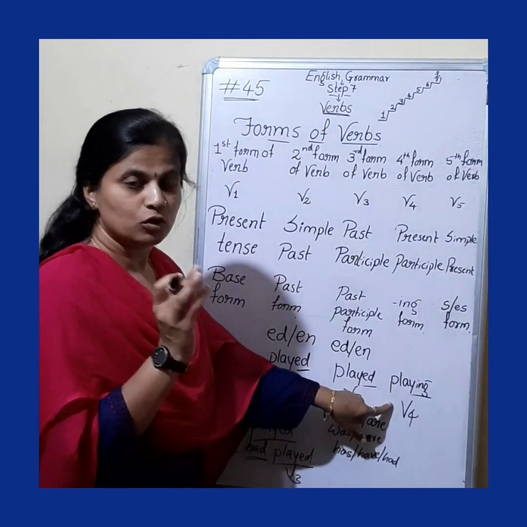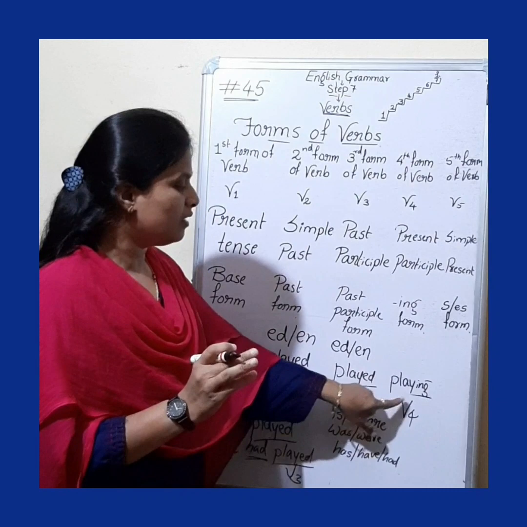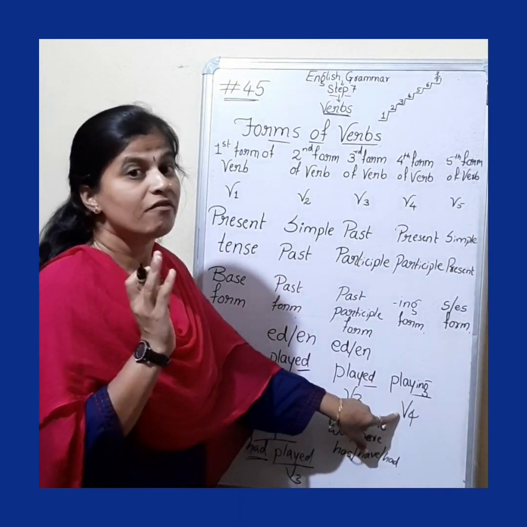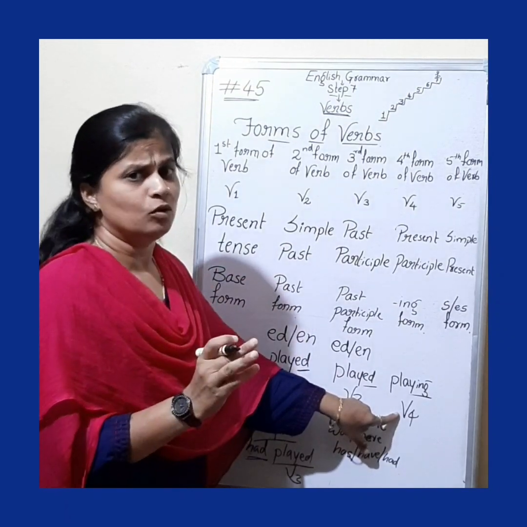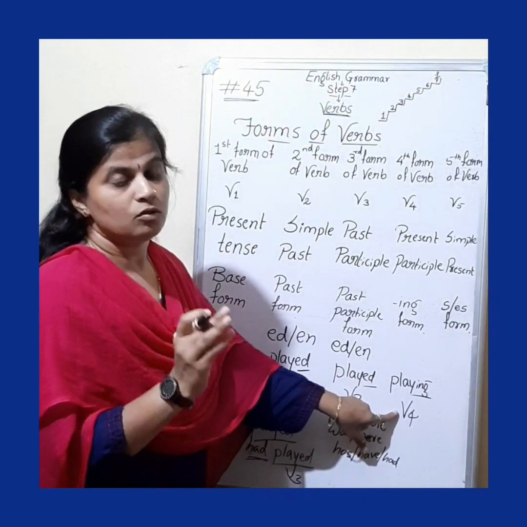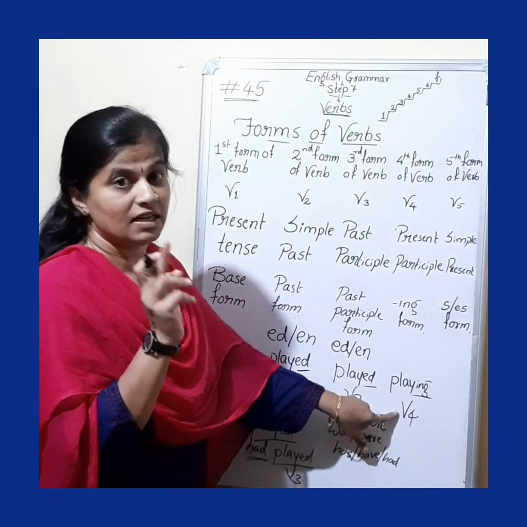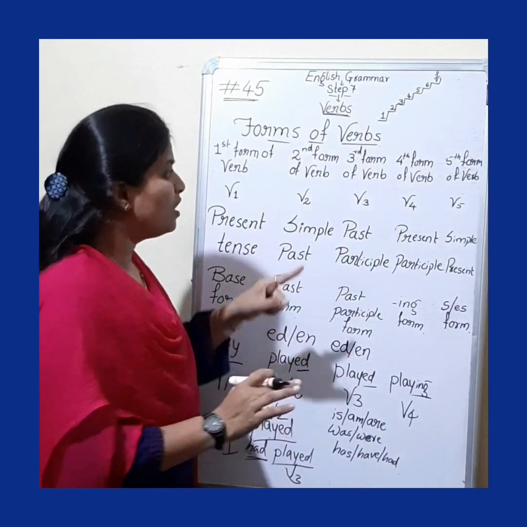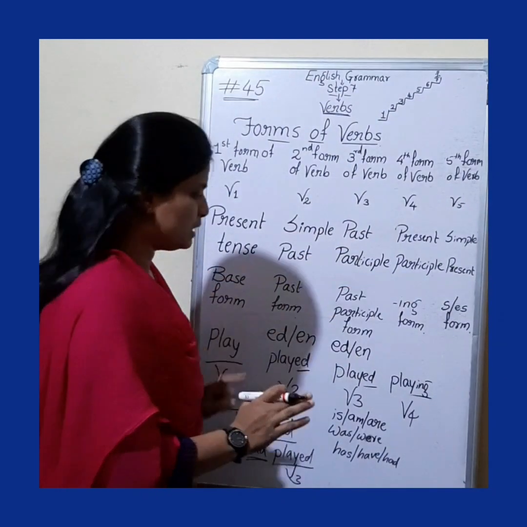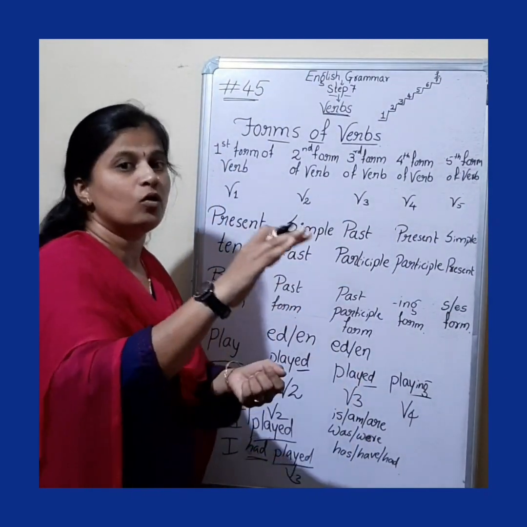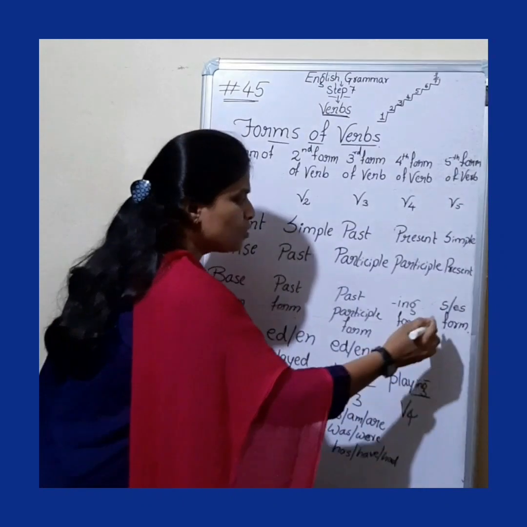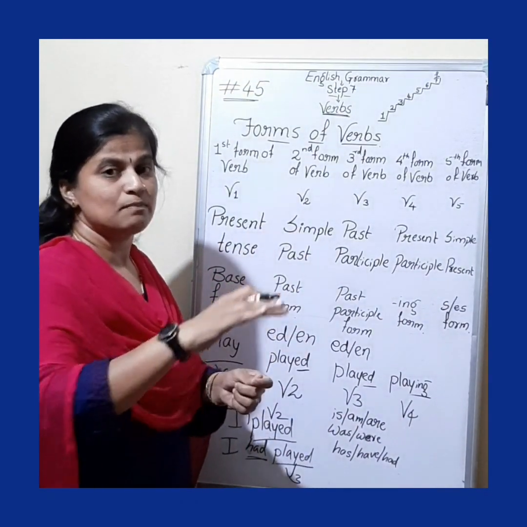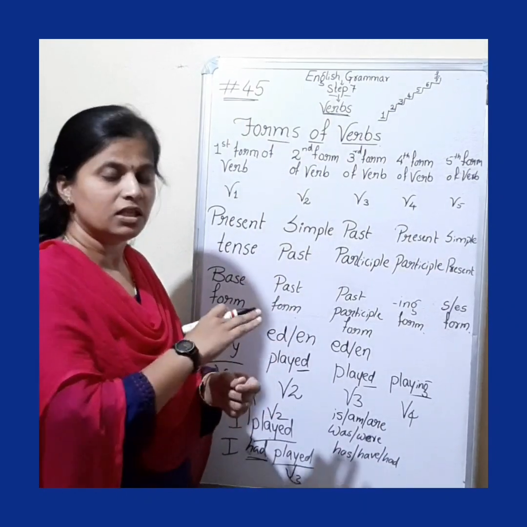In case if to the base verb or root verb, ing is added as suffix, then it is in which form? V4. Any regular verb you take. Okay, so compulsory, if you find ing, you call it as V4 form. Or we can just call present participle form. It means process is going on, continuity is there. Okay, so I am playing, he is playing, she is playing, they are playing. So continuity is there.